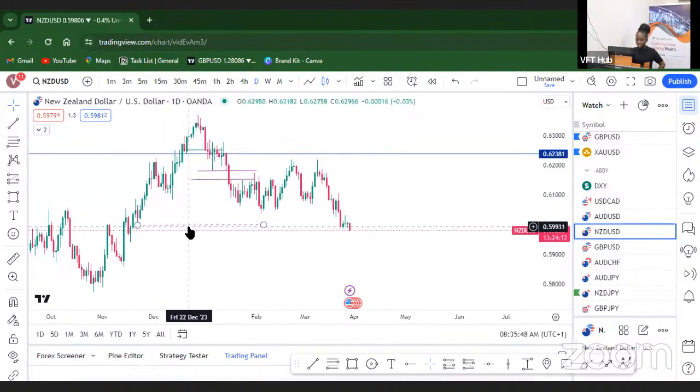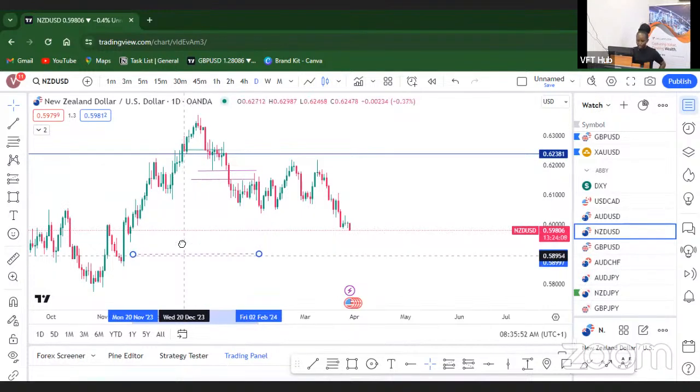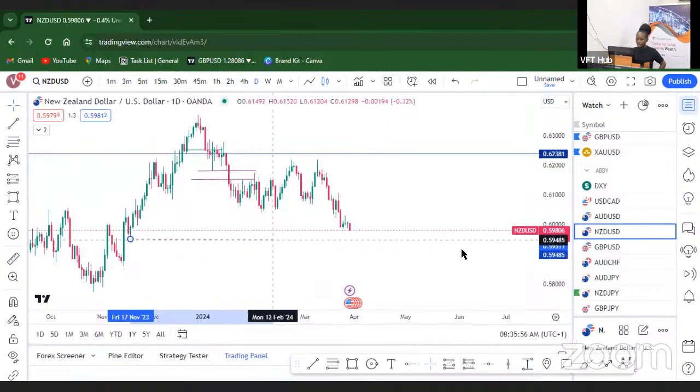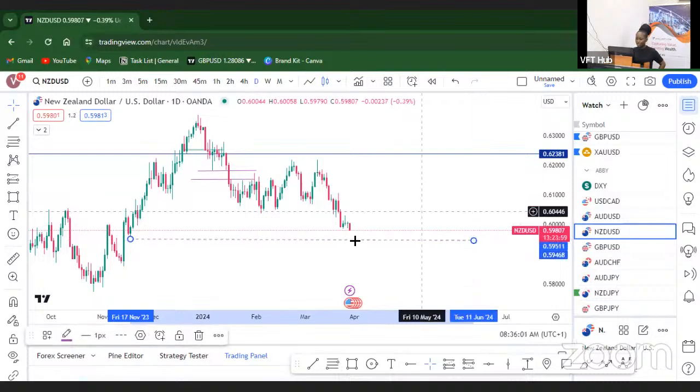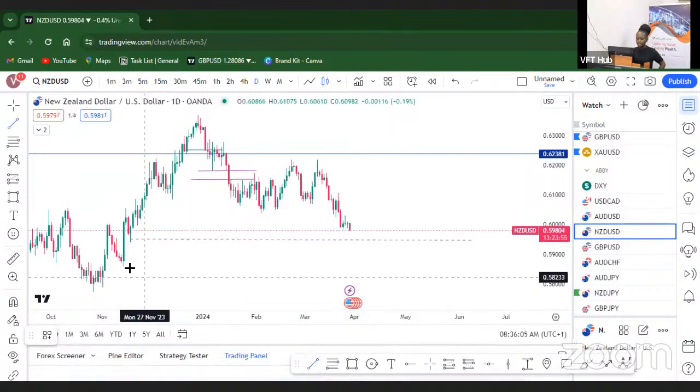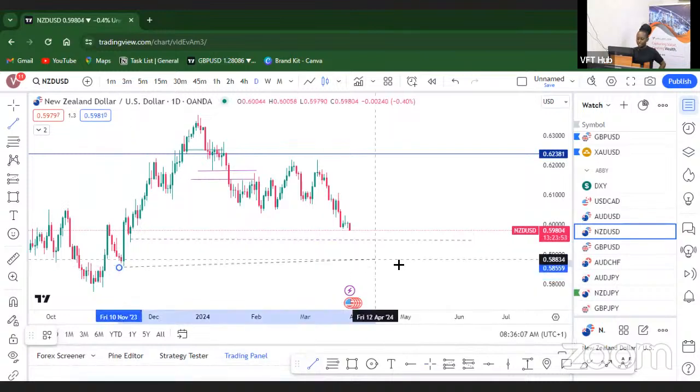Right here, there's even a fair value gap, although it looks like price has already tapped it. So we're going to draw two levels down here. This is point one of where NZD USD could trade into before it reverses. Another level where NZD USD could trade into before it then reverses is right here.